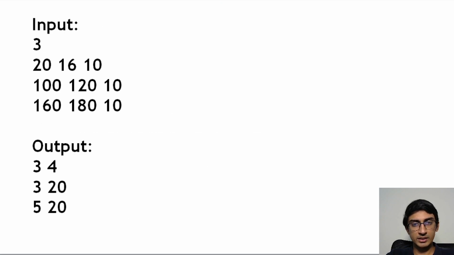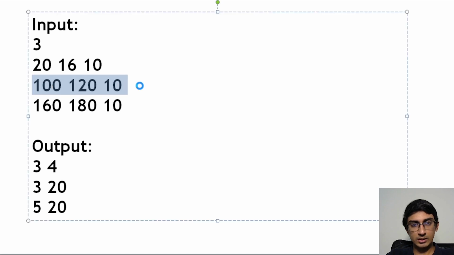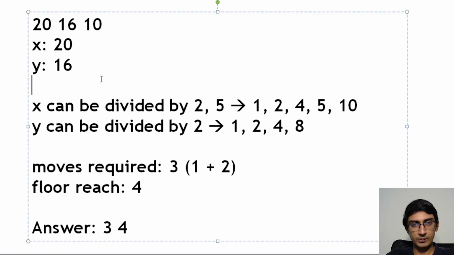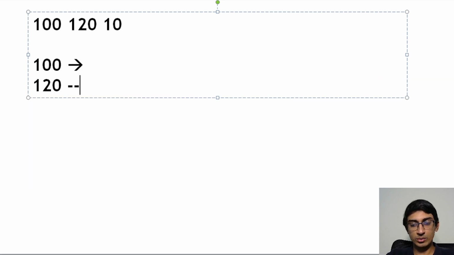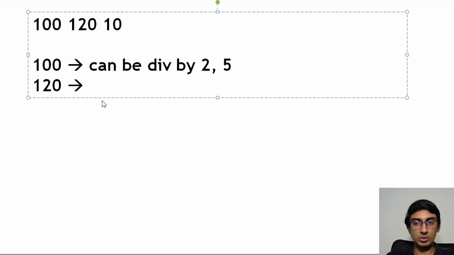So I'm taking another example here, which is 100, 120 and 10, right? And we are not neglecting this 10 here. I'll come to the 10 in a bit, but 100 I can move to many places, and 120 I can also move to a bunch of places. But at any time, what are the moves that I can make? So for 100 I can divide by 2 and I can divide by 5, right? There are no other prime factors of 100, right? It's only 2 and 5.